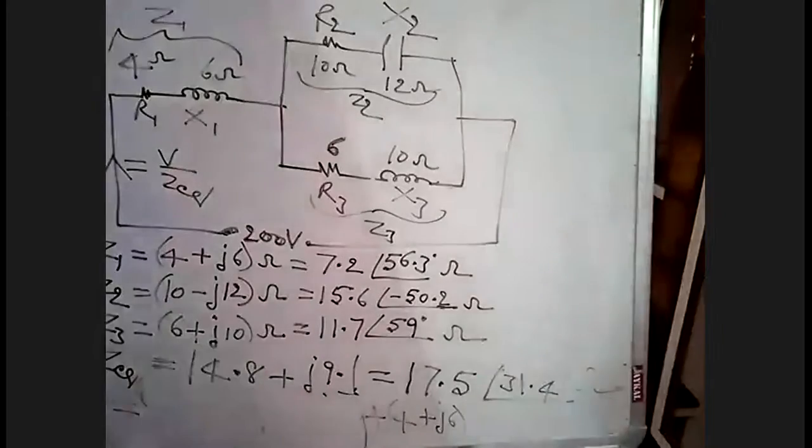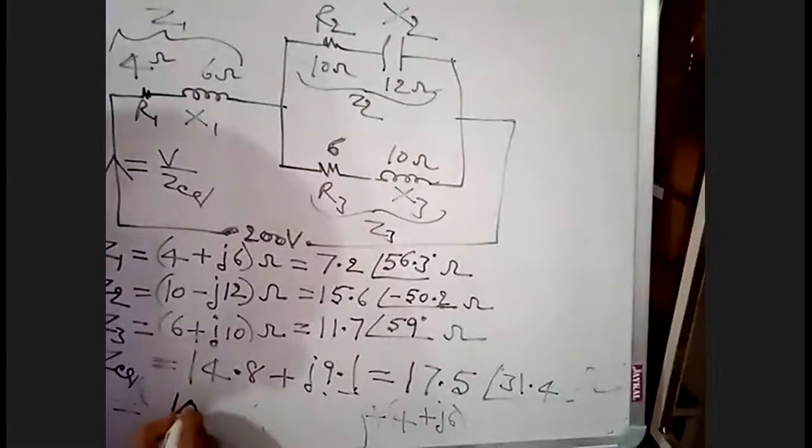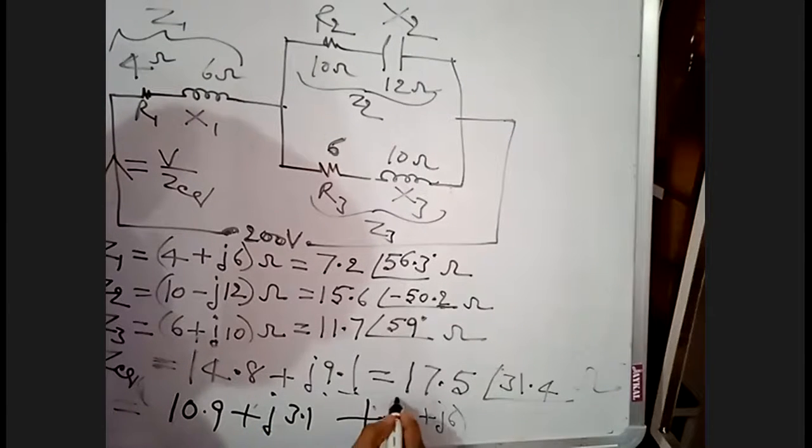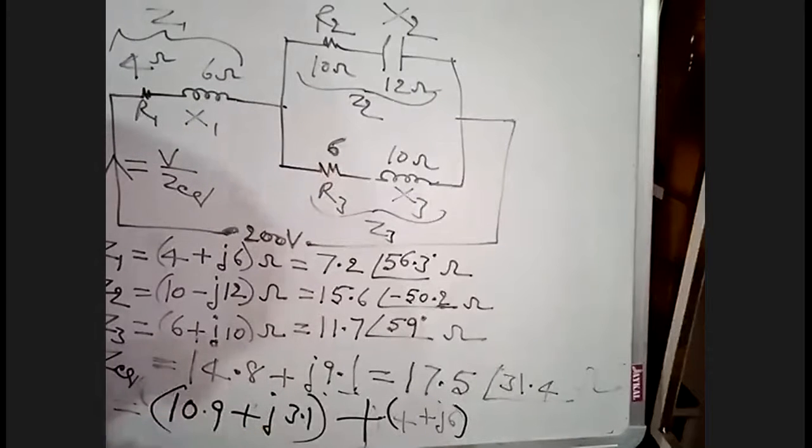See here, we'll get 10.9 plus j3.1 plus Z1. This is Z1. Are you getting this value? It's not visible.